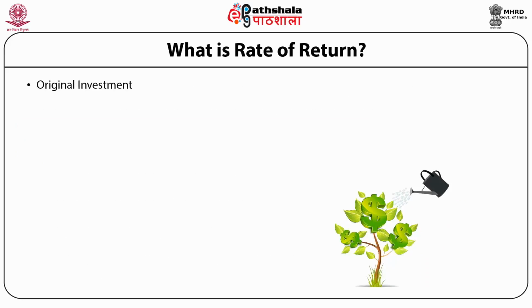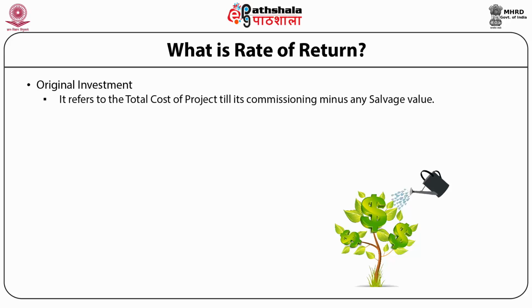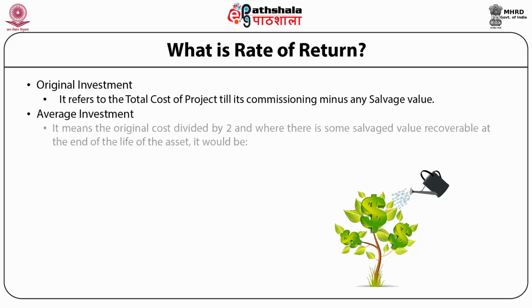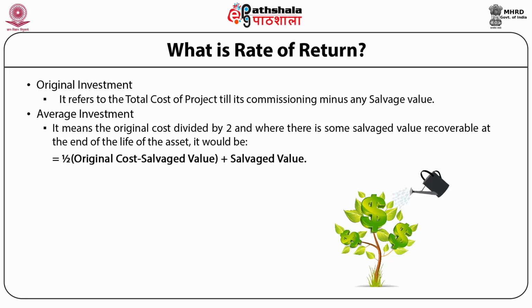Here, original investment refers to the total cost of project till its commissioning minus any salvage value. Average investment means the original cost divided by 2, and where there is some salvage value recoverable at the end of the life of the asset, it would be the average of original cost minus salvage value, plus salvage value.